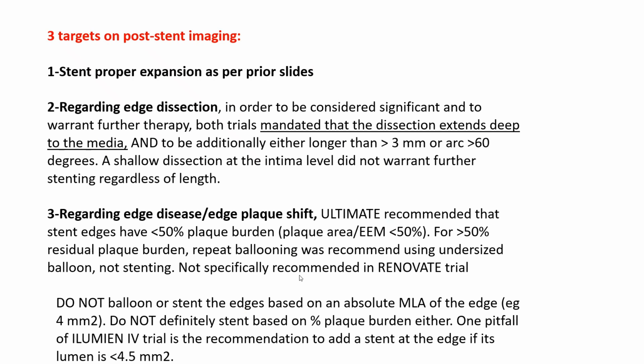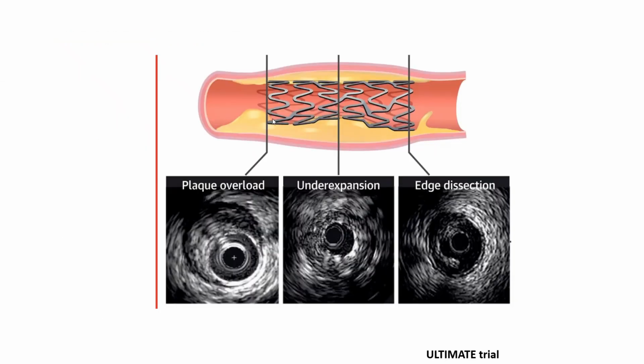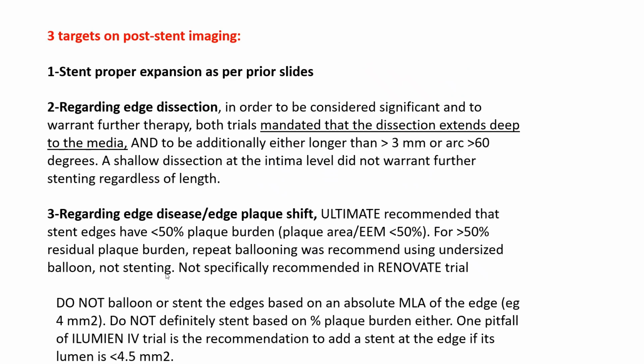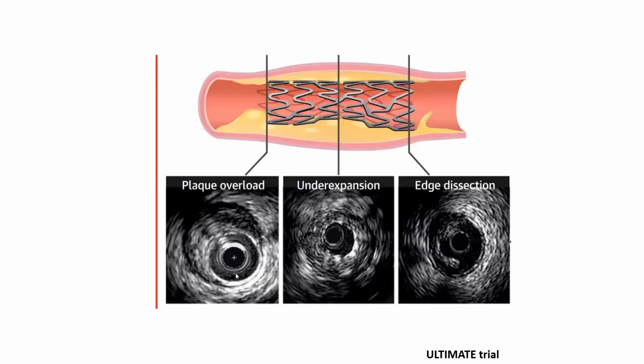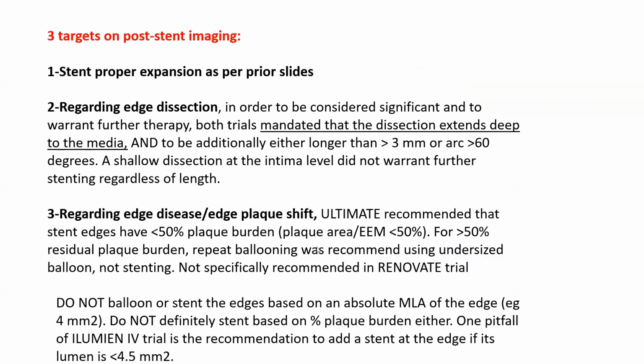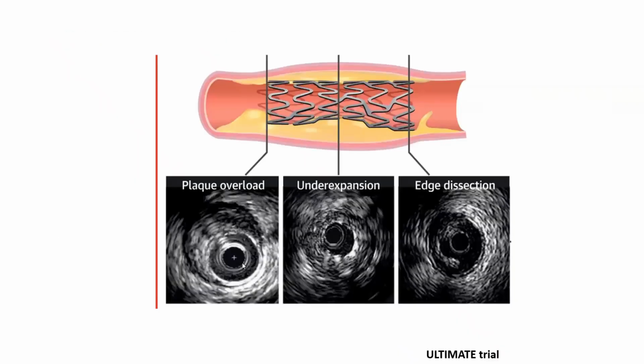Now, I want to provide some pitfalls here. This is the edge of that stent, okay? Do not balloon or stent that edge solely based on a luminal area. For example, a luminal area less than 4 millimeters square. Also, even when you're using the relative criteria of plaque burden more than 50%, do not necessarily balloon or stent based on that. ULTIMATE suggested doing that, but that's not absolutely necessary.